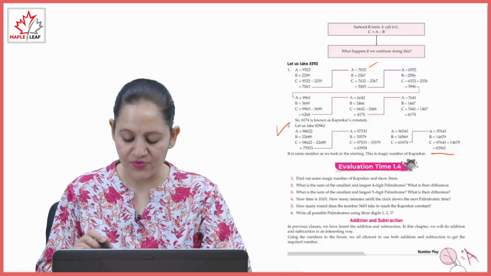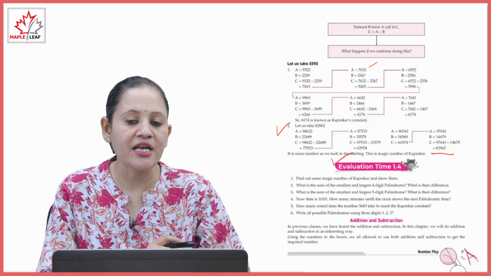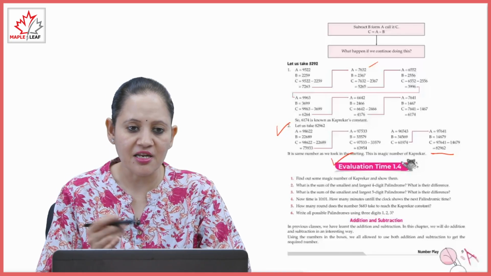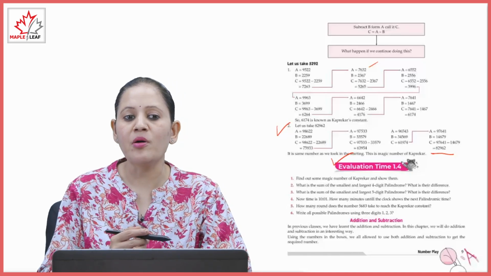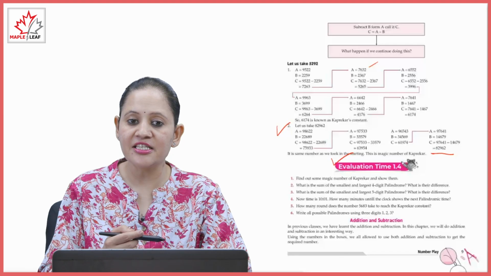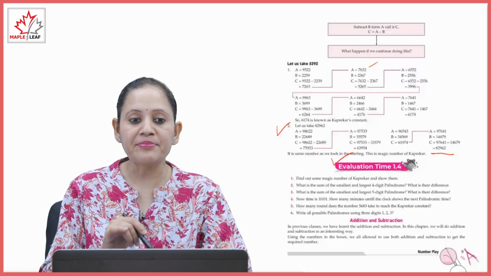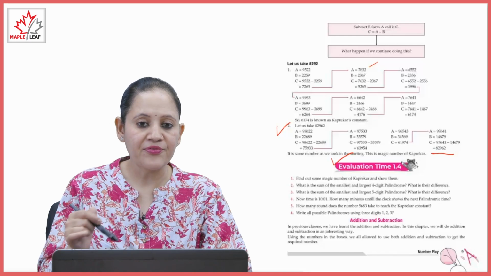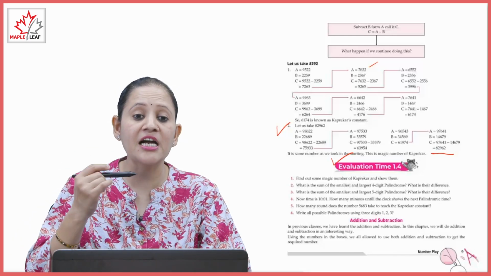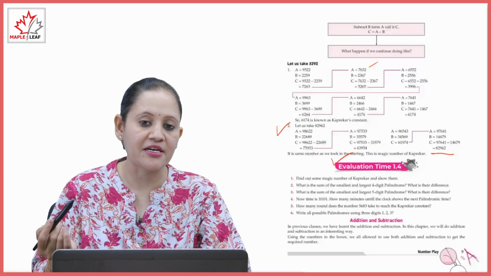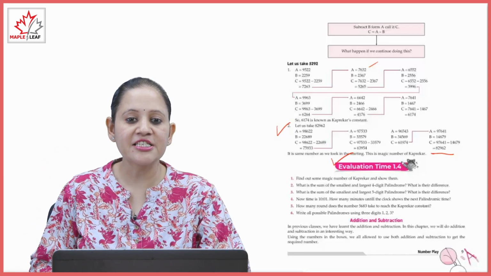Next is Evaluation Time 1.4. Find out some magic numbers of Kaprekar and show them. So you can take any number, and you have to form the greatest number and the smallest number from that given number and find their difference. And you keep repeating: find the difference, form the greatest number, form the smallest number, find the difference, until you get the original number from where you started. So that is the Kaprekar number. Clear? Next, addition and subtraction.